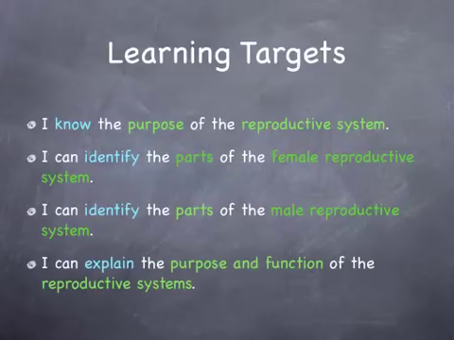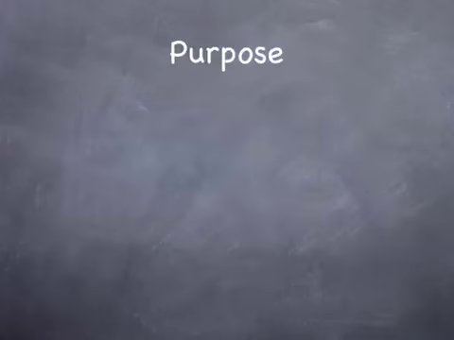And the fourth learning target is that you can explain the purpose and the function of the reproductive system. So an explanation needs to include details, it needs to include descriptions, so you need to go in depth and really explain what the purpose and the function of the reproductive system are. Purpose, again, is what is the place in the larger human body. Function, how does it work? So how do these different parts work to make up the reproductive systems?